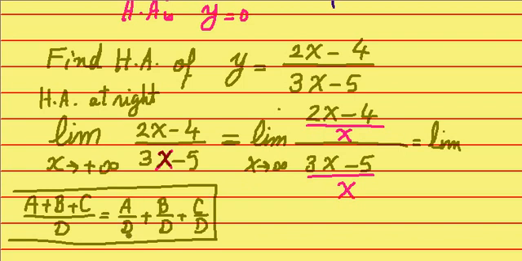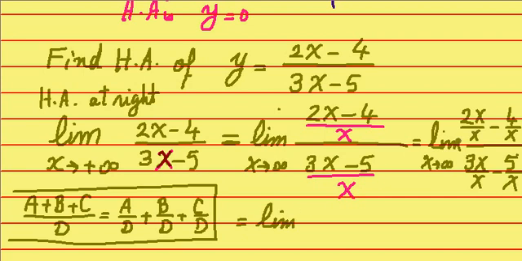That's what I mean. Term by term means you take 2x divided by x, so 2x over x, the other one 4 over x, and 3x over x minus 5 over x. Again, x going to infinity. I go ahead and simplify my fraction. 2x over x is just 2. 4 over x, well, there isn't anything I can do to that. This one is 3, and then I have 5 over x.